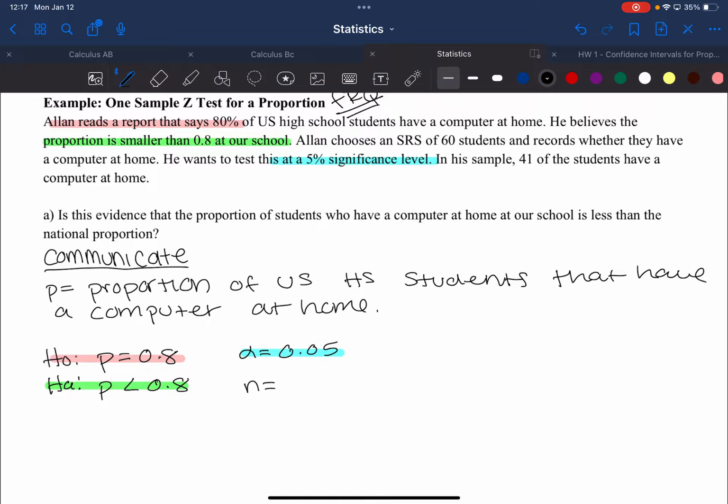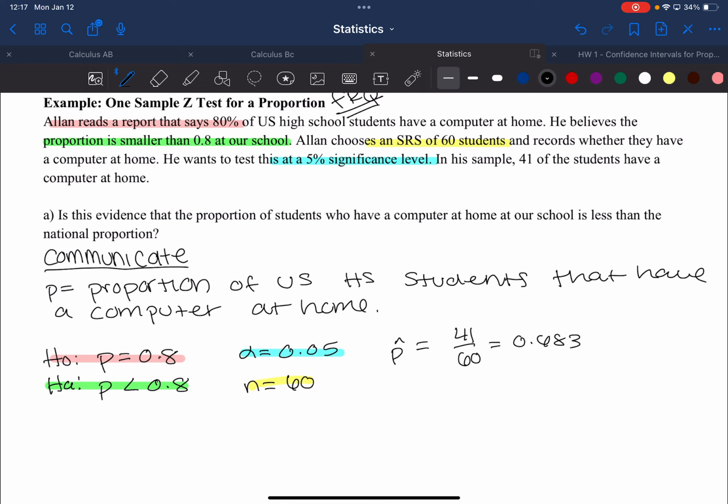It's 60, right? Because N stands for the random sample that he chose. He chose 60 students at his school. What does 41 represent? The ones that have it. So we're going to use that 41 when we find P hat. So P hat is 41 over 60, which is 0.683.